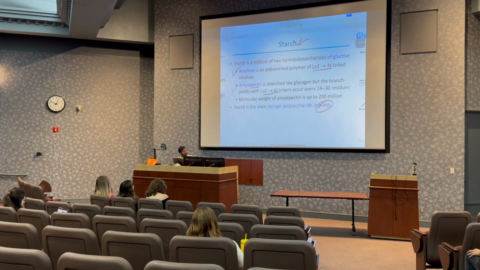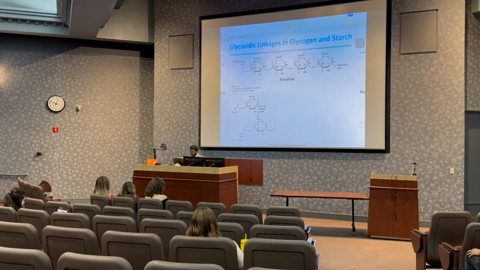Okay, so plants store glucose as starch, and animals store glucose as glycogen, right? The next topic is the glycosidic linkage in glycogen and starch. Let's see how they are different. Can you see? Let's understand amylose and amylopectin.